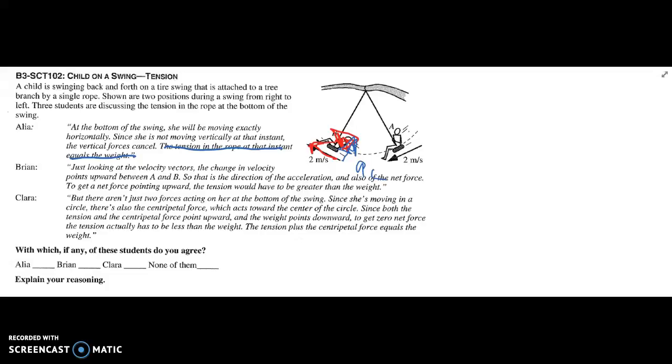So this seems good. But these aren't just two forces acting on the bottom. Since she's moving in a circle, there's also a centripetal force. Right? This is the one that we told you there's no such thing as a centripetal force. That is just a direction. So I agree with Brian.